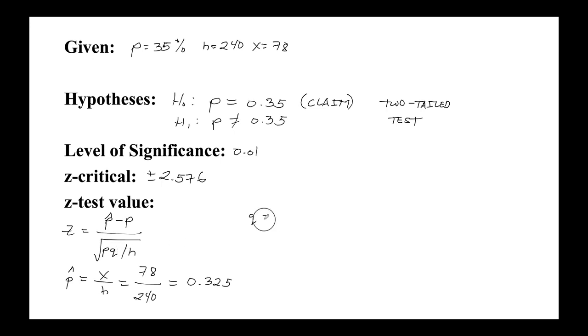Again, that is 1 minus P. And our P is this, 35% or 0.35. Therefore, our Q will be 0.65. Okay, so everything now is given. We can now solve for the value of our Z.